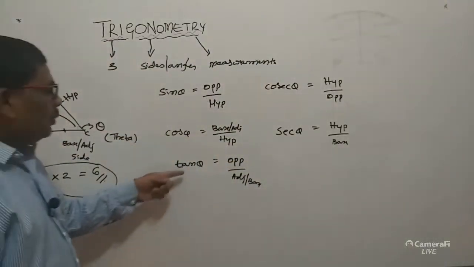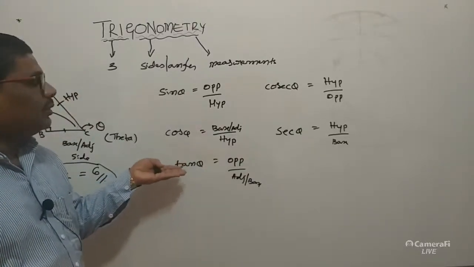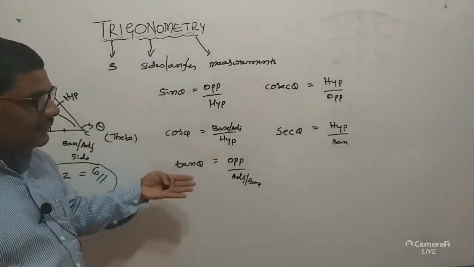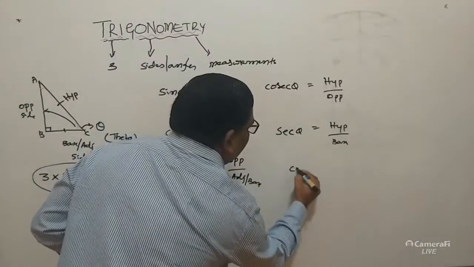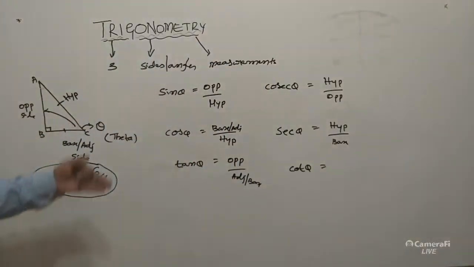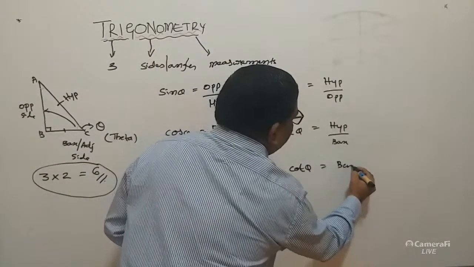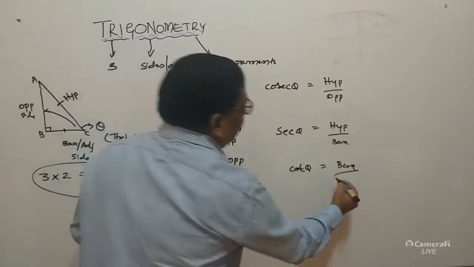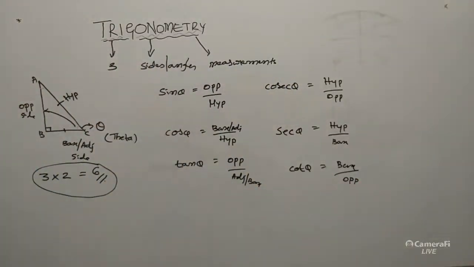And at last, the tan theta, the tangent theta, its reciprocal is called cotangent. The tangent theta's reciprocal is cotangent, abbreviated as cot theta. The cot theta is equal to the base by opposite. These are the reciprocal relations of the trigonometric ratios.